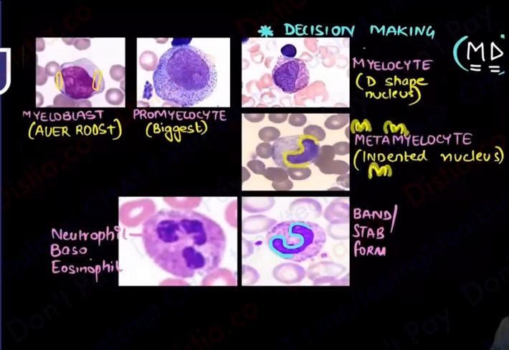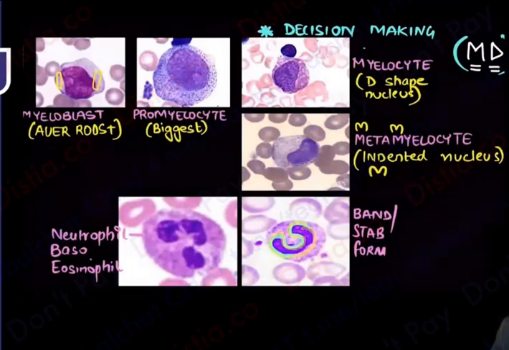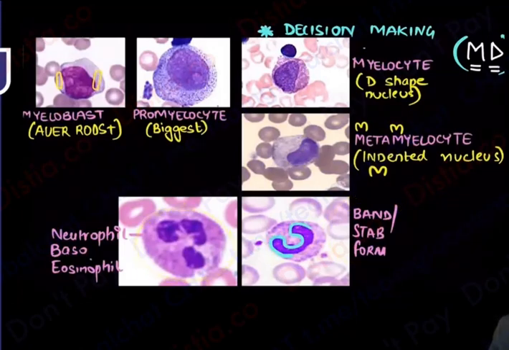It looks like an M, a slight indentation. Now you're going to have a full indentation. It will start looking like a hairband, so you call it a hairband form. And finally, whatever you had thought in your MD time, you will make neutro, baso, or eo. So now they will ask you in the paper simply that please put this in the correct sequence. Either it will come as an image-based question or as a theory question. That finishes off your myelopoiesis.